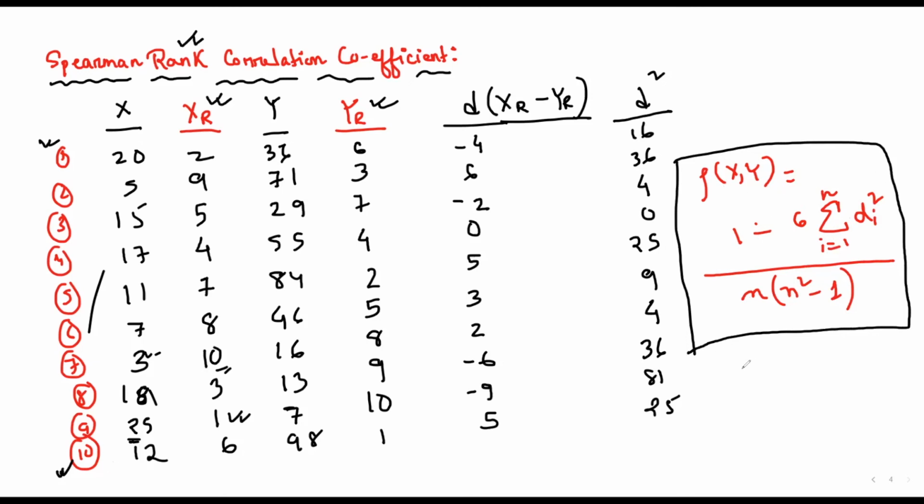Now the value, if it is a positive number, that means it is positively related. If it is a negative number, it means negatively related. And by how much it is related, that is the magnitude. So the value will tell us the magnitude. So this is something that we learned about the Spearman rank correlation coefficient, and where we can use it.